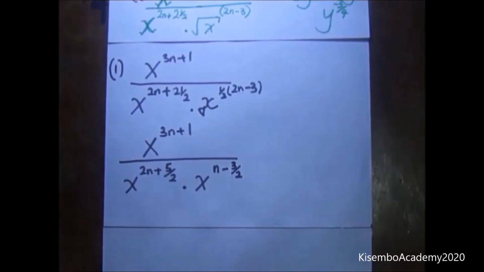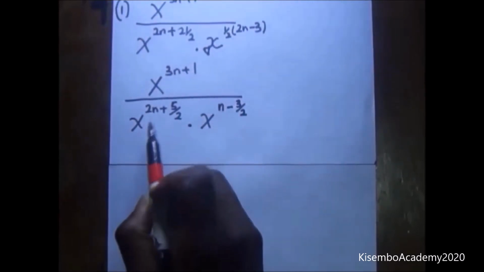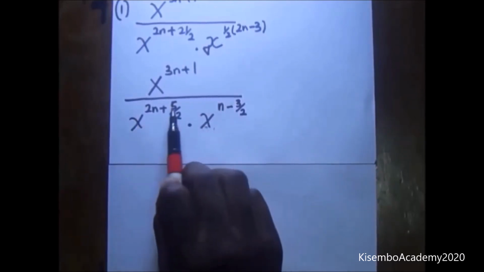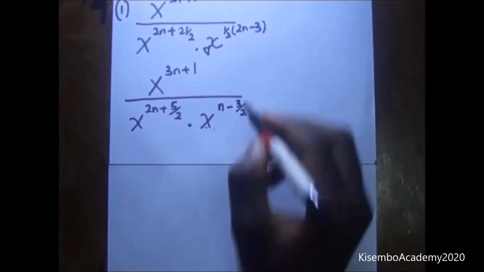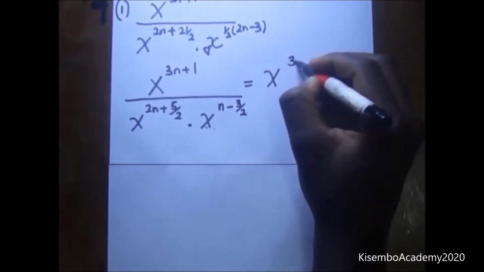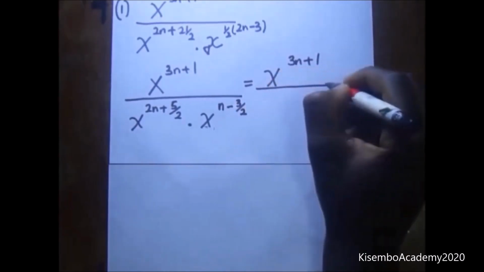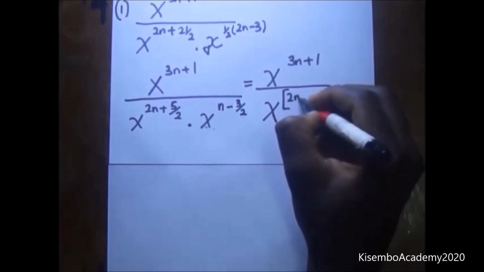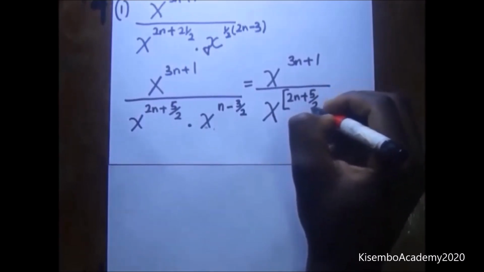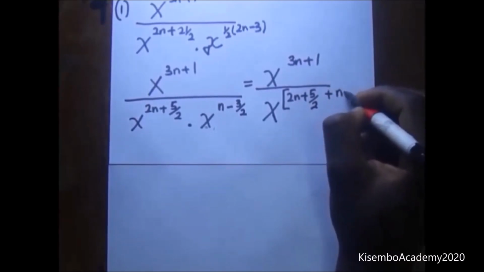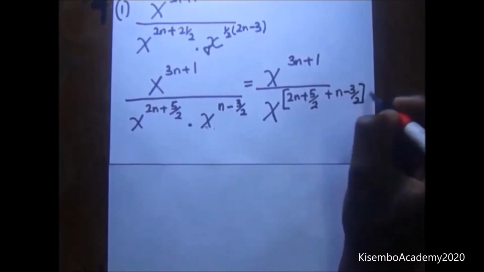So from here we know that from our law of indices, this index is multiplying itself with that. The base is the same, so we shall add this power to that power. So this will simply be x to the power 3n plus 1, divide all that by x to the power 2n plus 5 over 2 plus n minus 3 over 2.